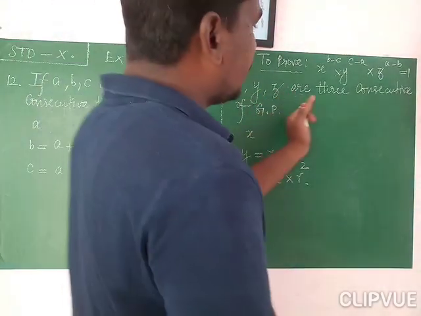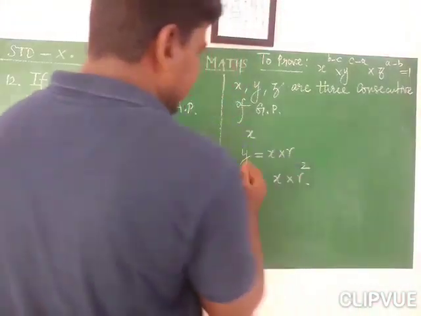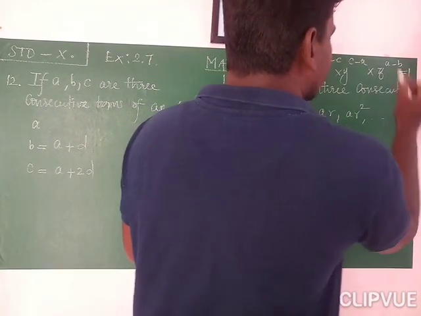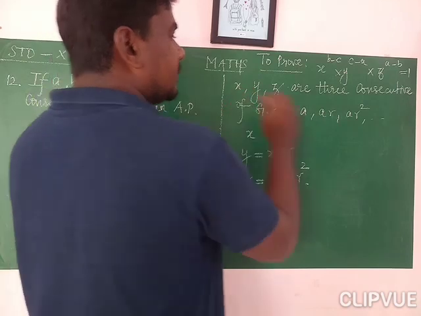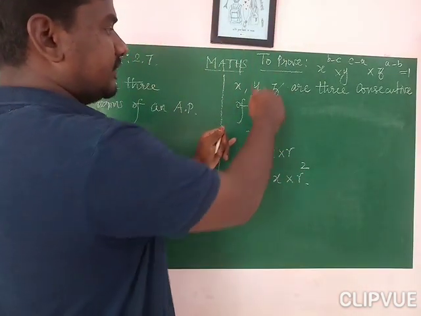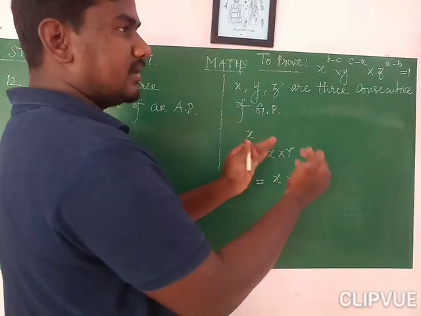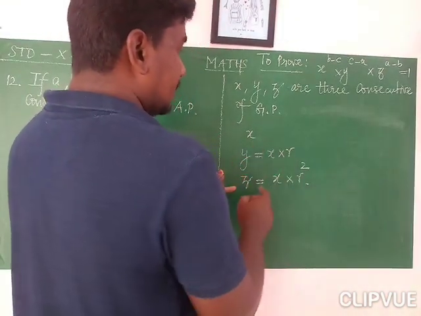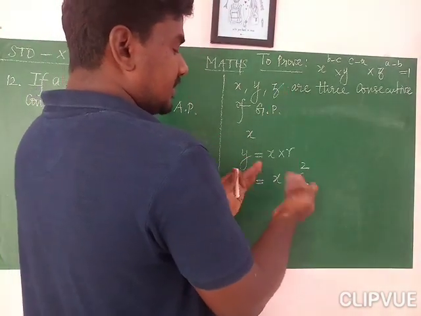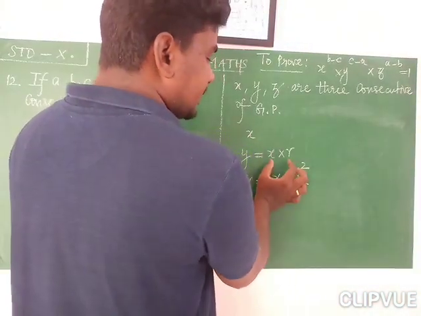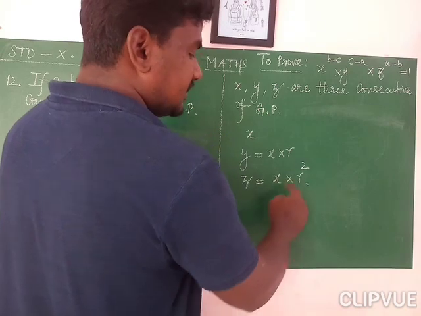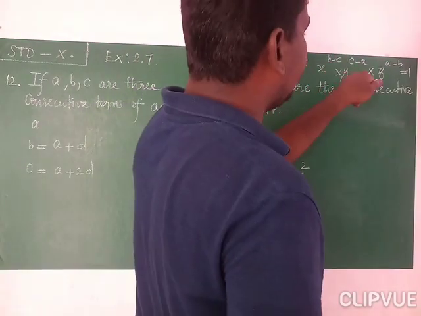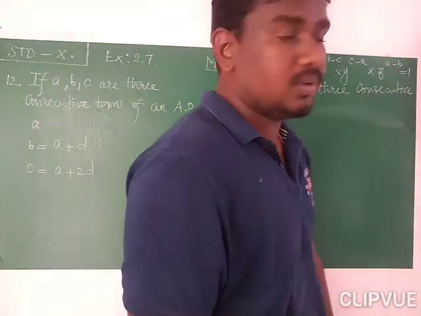Here X, Y, Z are three consecutive terms of a GP. The first term is X. We know that the GP is A, AR, AR square, and so on, where the first term is A, but here the first term is X. So X is the first term. The second term Y is equal to the product of the common ratio and the preceding term, which is X, so XR. And Z is the product of the preceding term and the common ratio, X into R into one more R, so X into R square. To prove: X power B minus C into Y power C minus A into Z power A minus B equals 1.